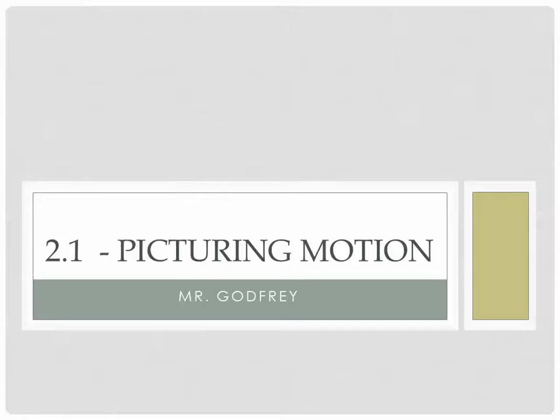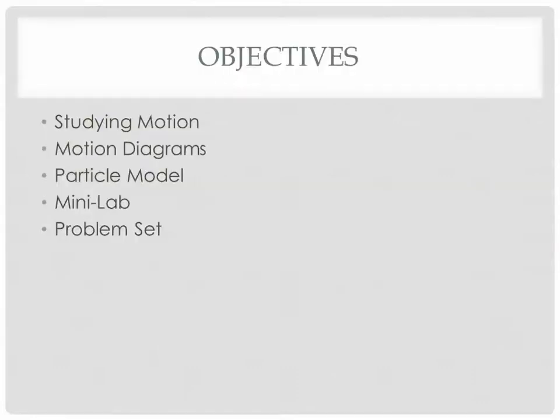If there are concepts that I run over too quickly that you don't understand, make sure that you ask for a little extra explanation in class. In this lecture, we're going to talk about motion, what it is, how we're going to study it. You're also going to be introduced to two different types of ways to represent motion, called motion diagrams and particle models. And that's really it for the lecture. I'll give you your problem set at the end and also give you the particulars on a mini lab that I want you to complete in addition to your problem set.